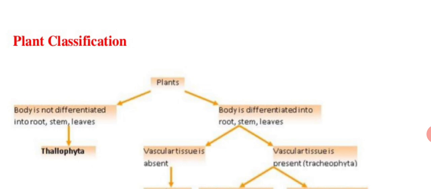If a plant does not have a proper or true root, true stem and true leaves, what do we mean by true root, true stem, true leaves? It means there are certain structures present. Like for stems, the characteristic feature is that they must have nodes and internodes.